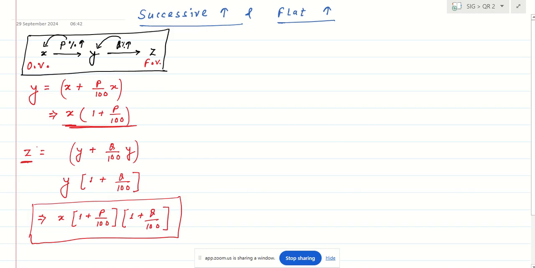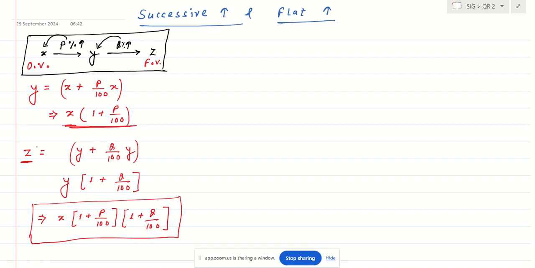I did this background work just to make you understand. This background work is not required in the exam hall. So you can write directly 1 plus p percent into 1 plus q percent into x. That's all. If the percentage increment is the same, it will become the square: 1 plus p divided by 100 whole square into x. If the percentage is the same. If it's not the same, I should not put it that way.